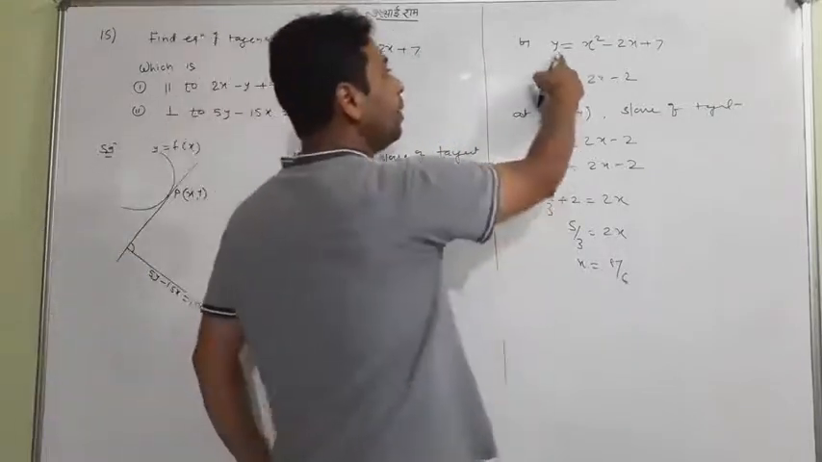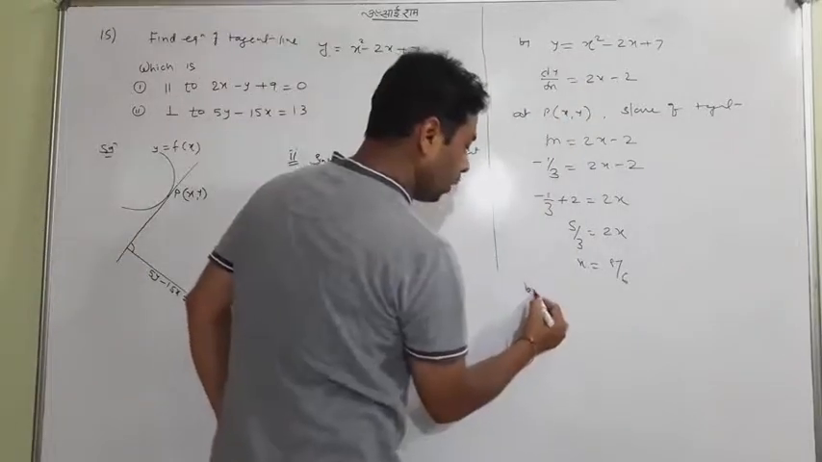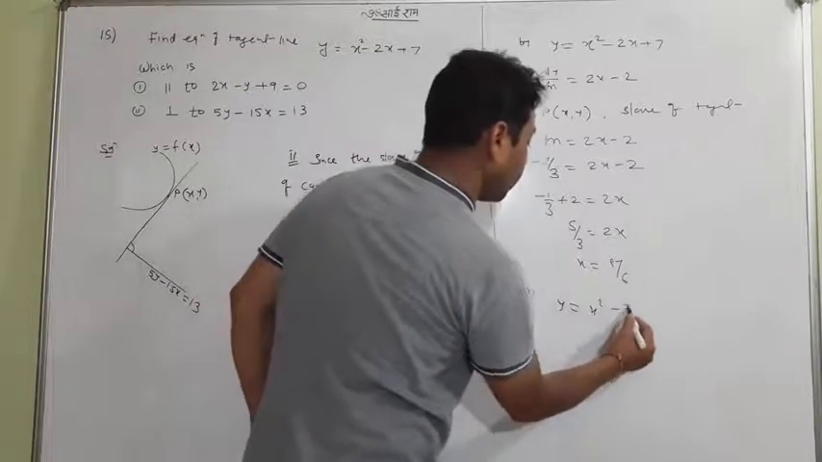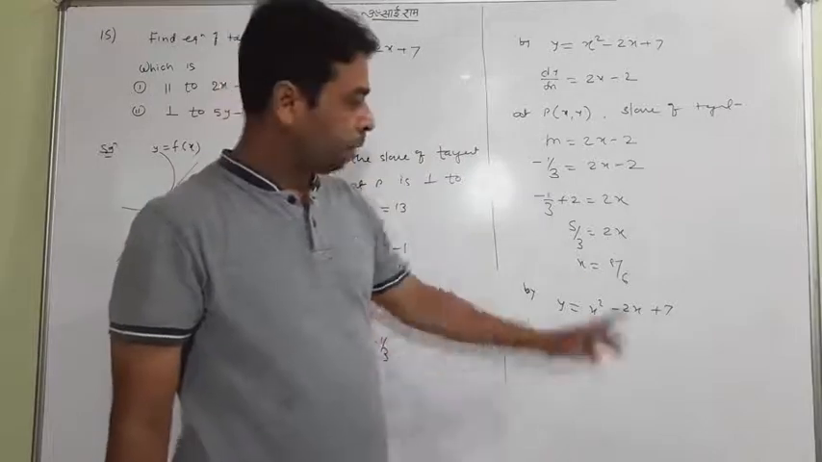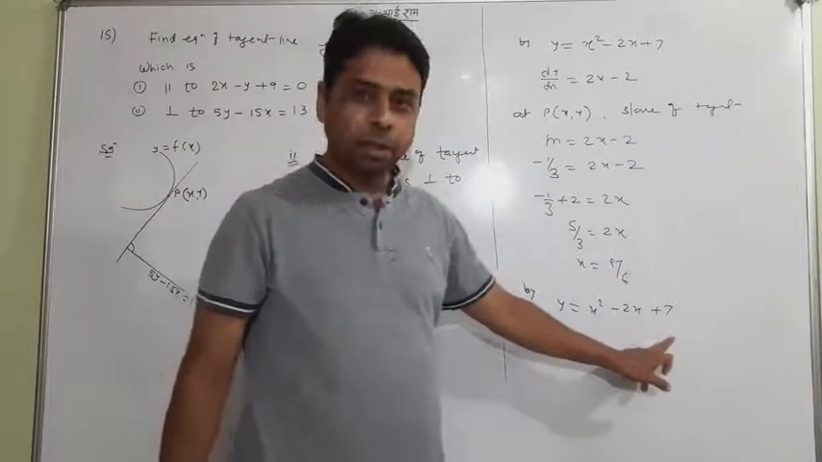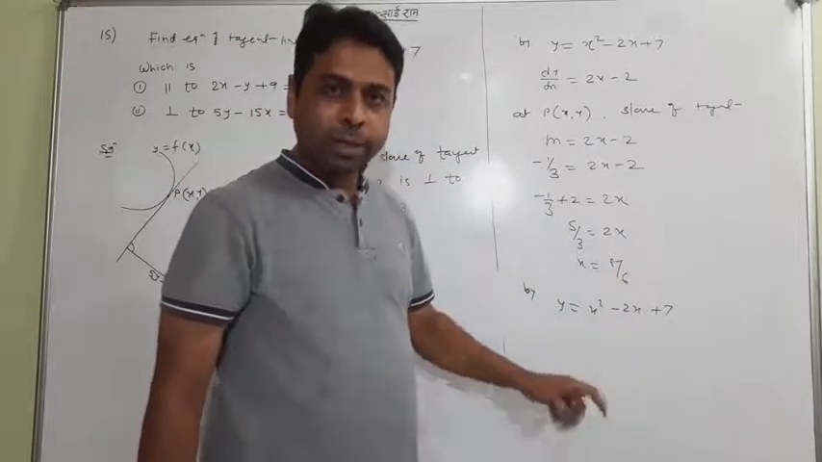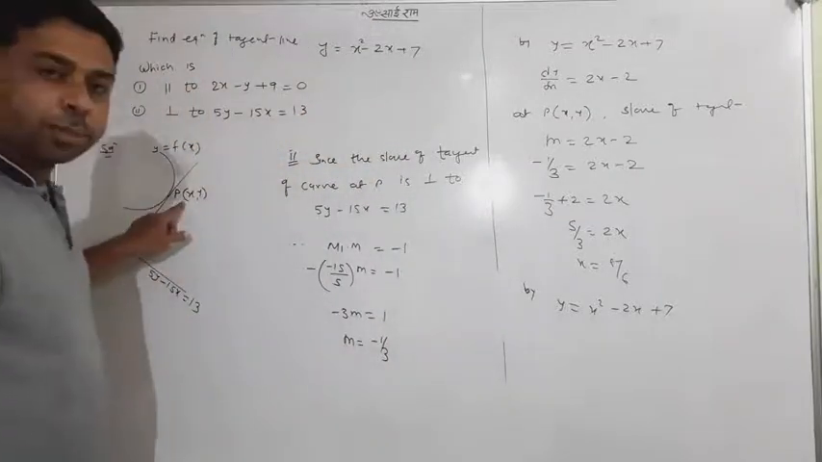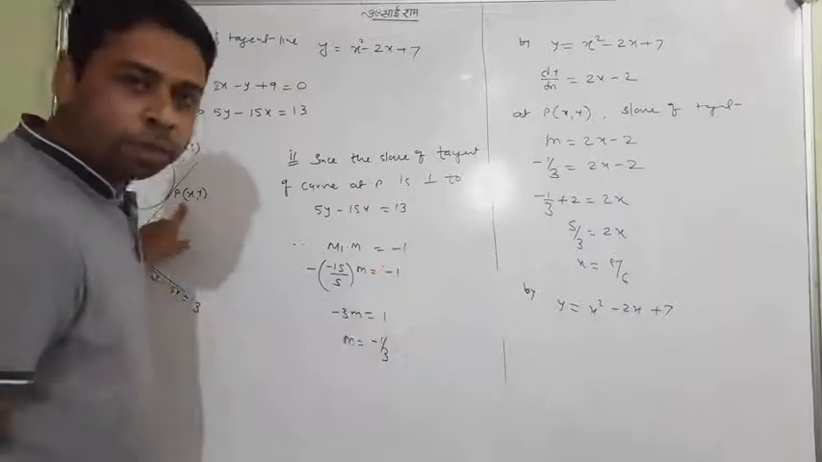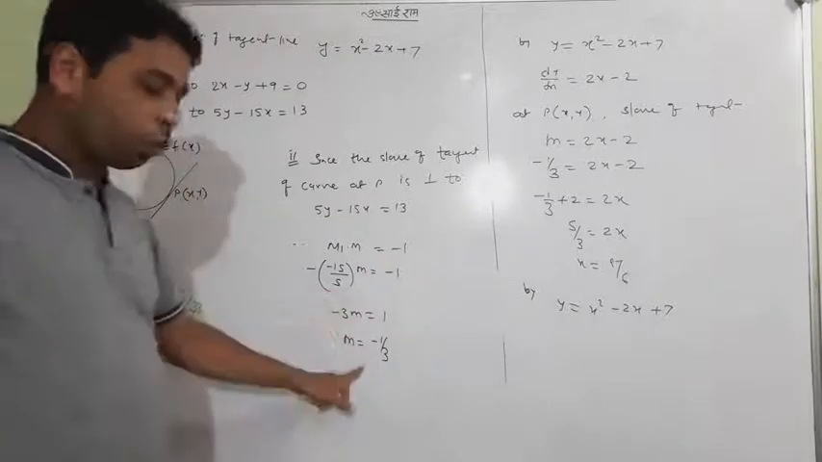And by the equation y is equal to x square minus 2x plus 7, I'm not doing it now because it's very simple. Put x equal to 5/6 here. Get the value of y, and then x, y you have already obtained. Then this is the point we'll be having here. Slope is already m equal to -1/3.